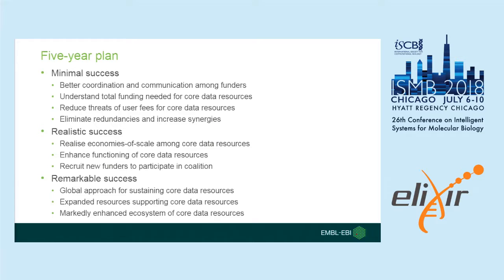So we hope that we can reduce the threats of user fees for core data resources, and the funders, especially, hope that they can eliminate redundancies and increase synergies. But of course, also for the scientific community that is served by the core resources, it's important to eliminate redundancies and increase synergies, because we want to give people the biggest bang for the buck. A realistic success would be that we can realize economies of scale among core data resources. We see that happening with the limited funding ELIXIR can give to resources, and Christine today gave some examples of how you can do a lot even with modest amounts of money.